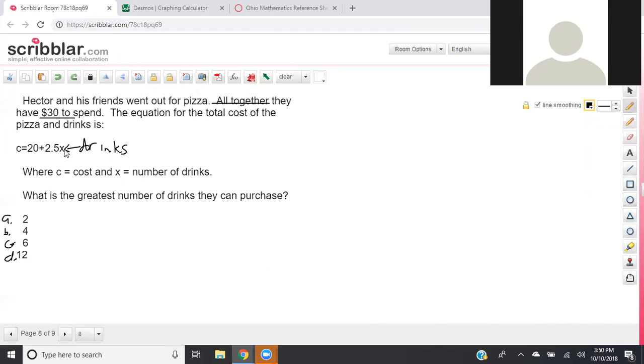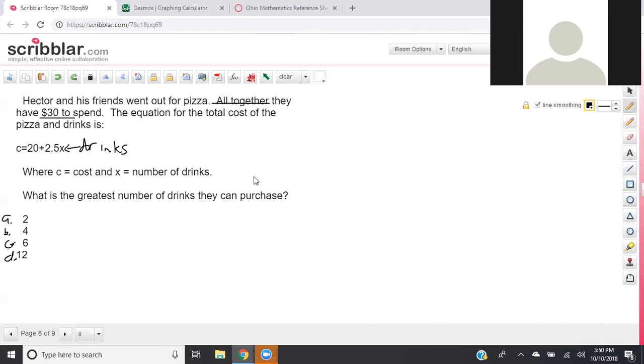So, total number of drinks. And we have 2, 4, 6, or 12 to choose from. We want one of those to be the total number of drinks, keeping in mind they only have $30 total. So what do you think we should do to figure out how many drinks we can actually buy? Divide by?